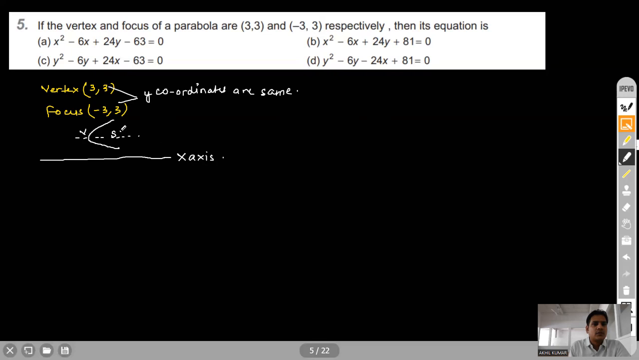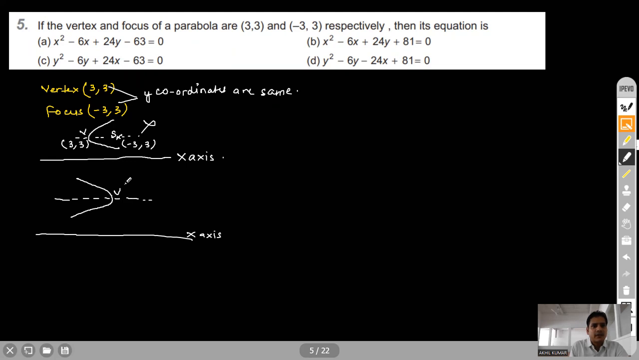Okay, so what is the coordinate of focus? This is minus 3 comma 3 and the coordinates of vertex is 3 comma 3. Okay, x coordinate of focus is minus 3 while x coordinate of vertex is 3. So not this one, our parabola will actually look like this. Our parabola will be like this. This is our x-axis. This will be the axis of parabola. Its vertex is given as 3 comma 3. And its focus is minus 3 comma 3. Okay. So basically, our parabola will be of this form.